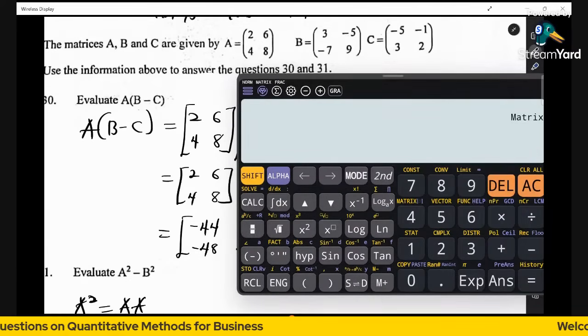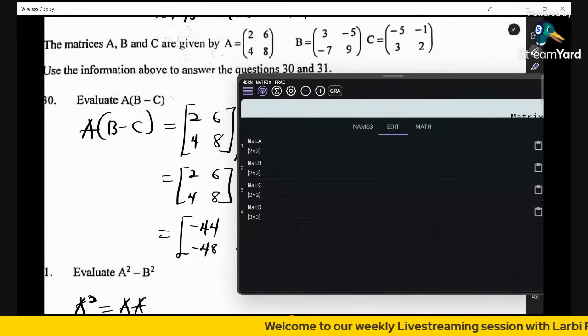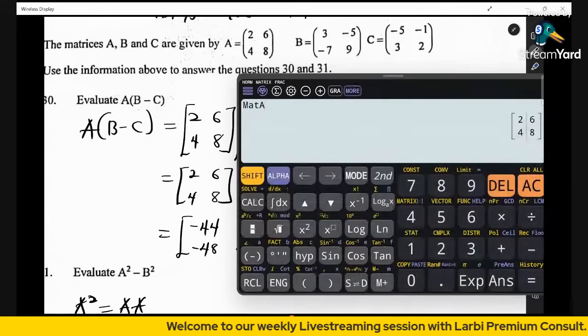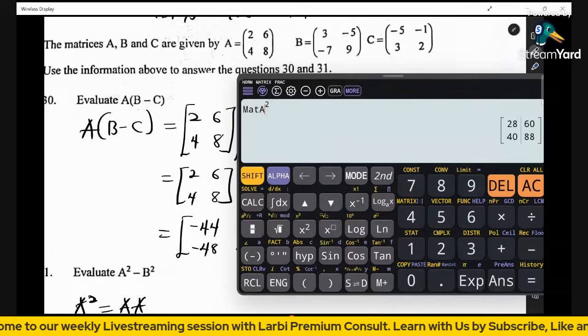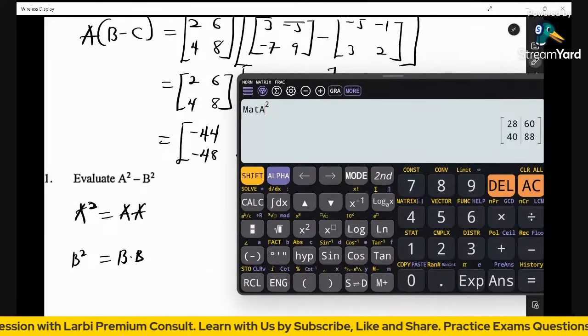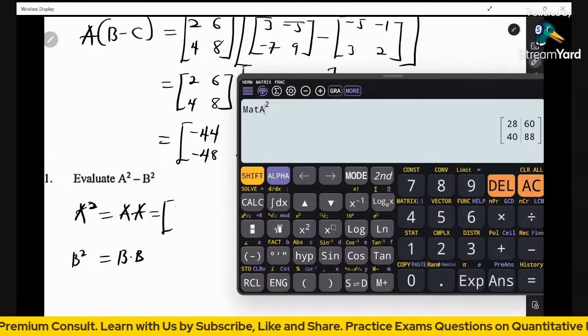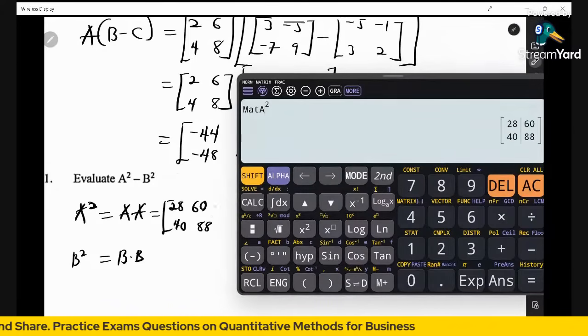So since we're asked to find A squared, this is what you're going to do. You press your shift, you identify 4, you go to matrix A, you square it. What are we getting? So when you square A, that is the product of this, you should be able to get 28, 60, 40, 88.